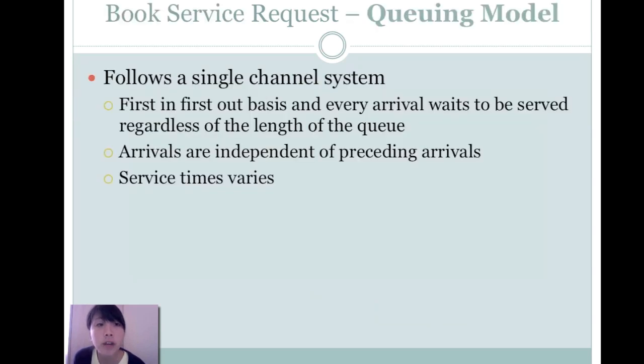As you all know, if you have actually used a book request service, you know that the library follows a single channel system based on first in first out basis, and every arrival waits to be served regardless of the length of the queue, and arrivals are independent of the other incoming queues. So service time varies from student to student based on the request that they are making.